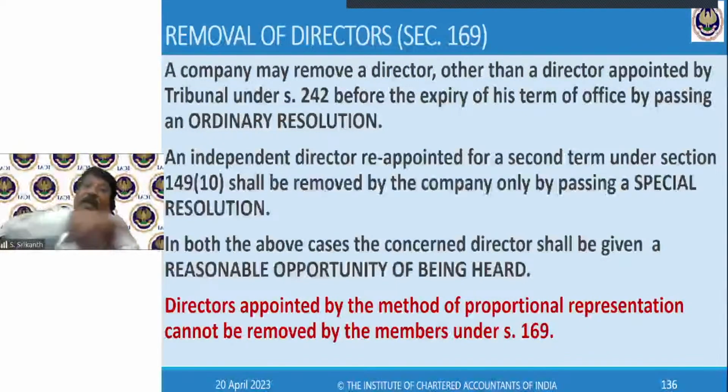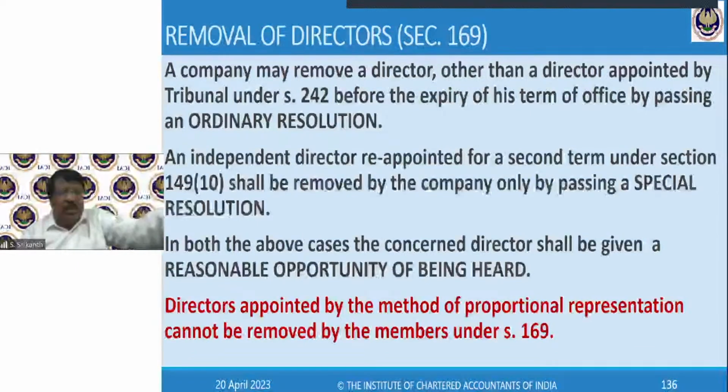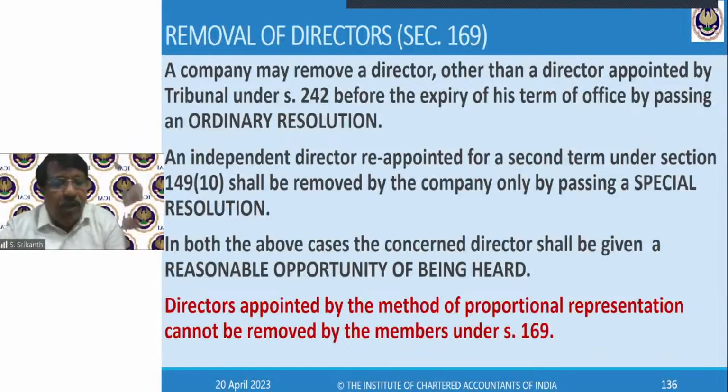But an independent director can be removed anytime. But an independent director reappointed for a second term shall be removed by the company only by passing a special resolution. God only knows why they have put this process. After all, this fellow is coming for a second term. You want to push him out, pass an ordinary resolution and send him out. Why special? And why second term, why not first term? After all, he's an independent director. If you want to protect him, make it a special resolution. Then why second term? Why not give him protection in the first term itself, that he can be removed only by passing a special resolution? Okay, God only knows.